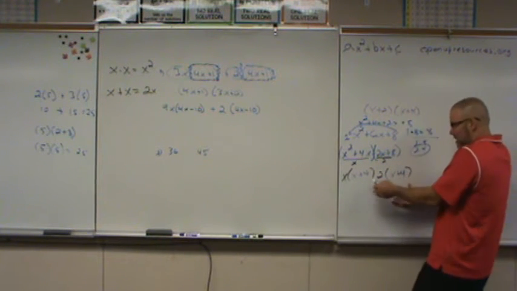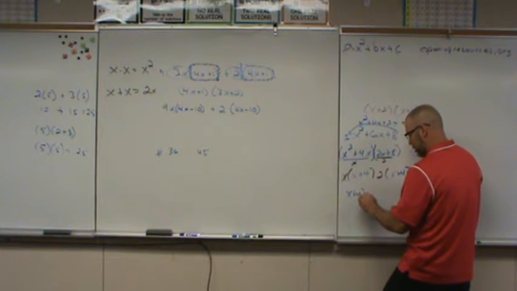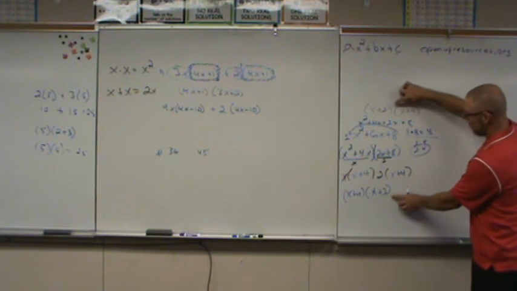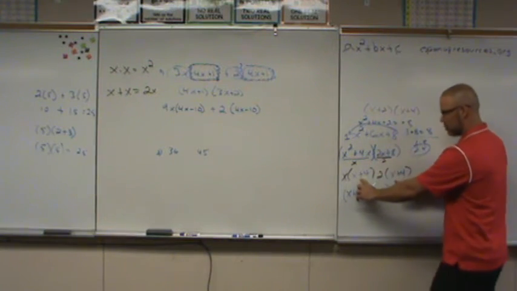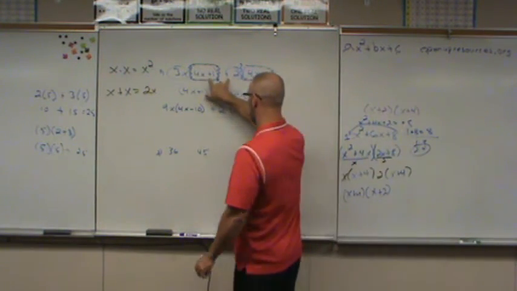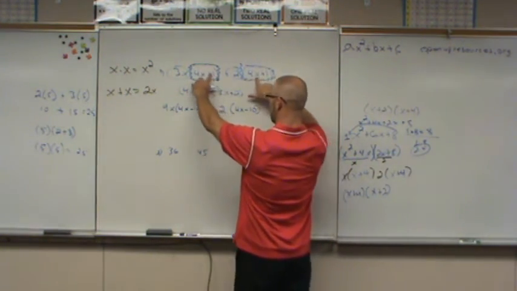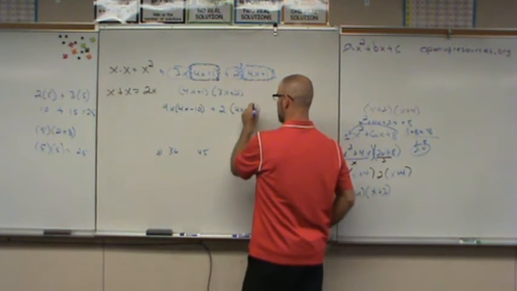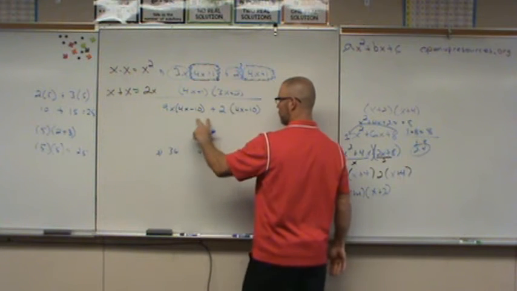So what are my factors then? My factors are x plus 4 and x plus 2. And as you can see, we got the same thing. So all they're doing is regrouping. So when we get to that point, we will have to learn how to regroup as one factor, what's left is the other. So let's try this. Let's try regrouping this here.